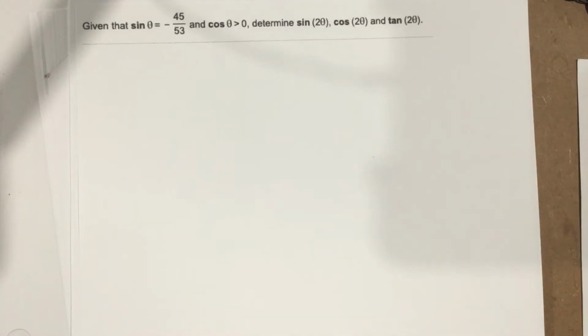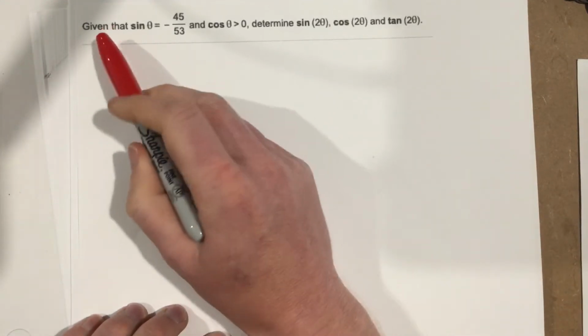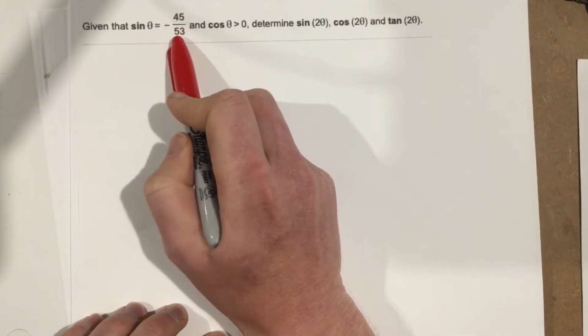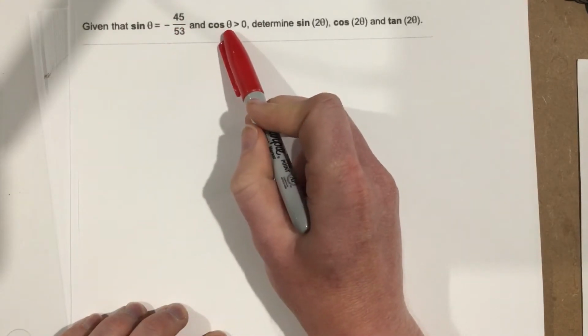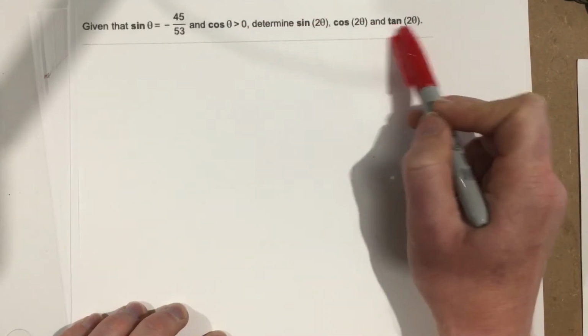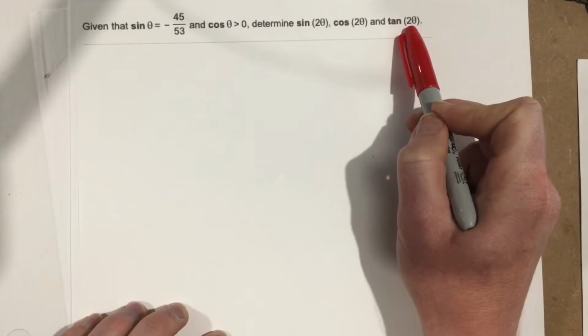This is problem number 2 from section 7.5. It says, given that sine theta is negative 45 over 53 and cosine theta is greater than 0, determine sine 2 theta, cosine 2 theta, and tangent 2 theta. These are the double angle formulas.